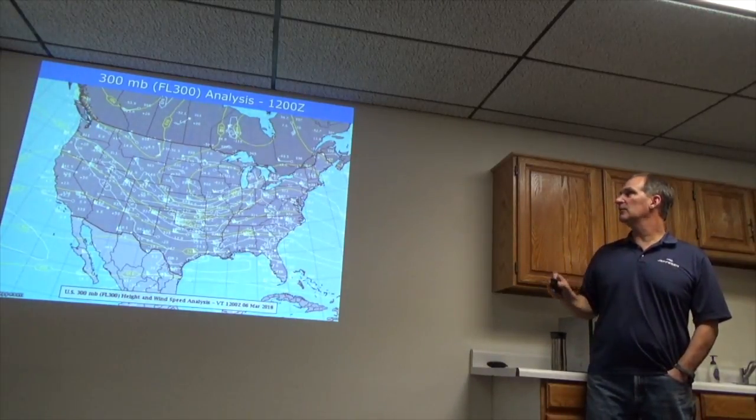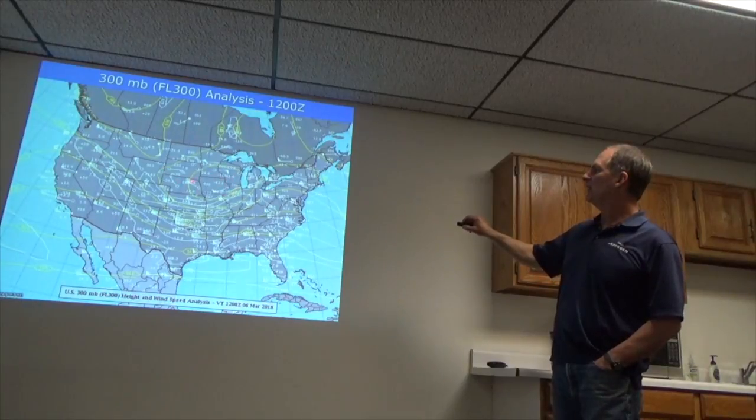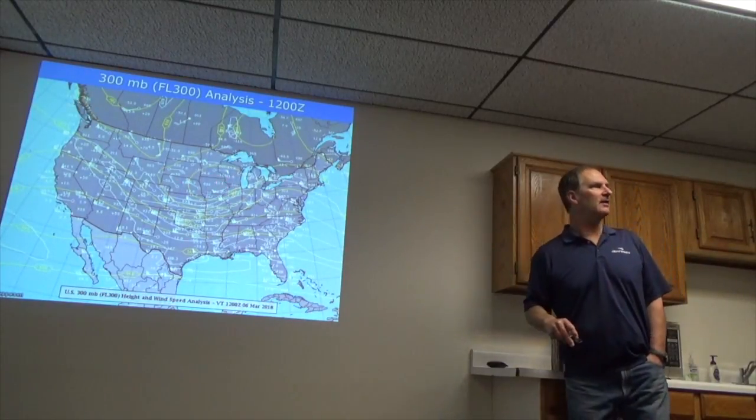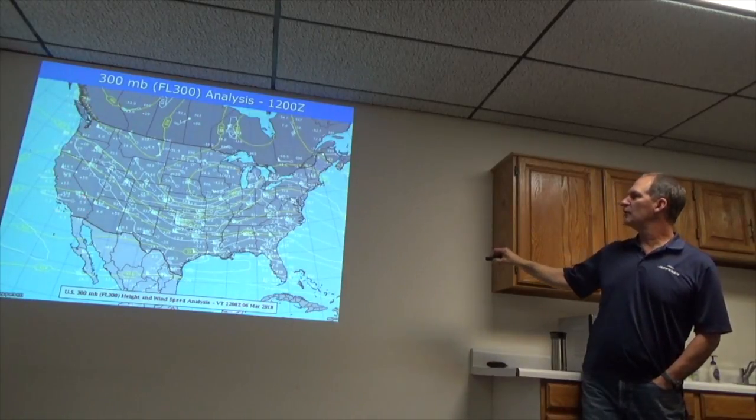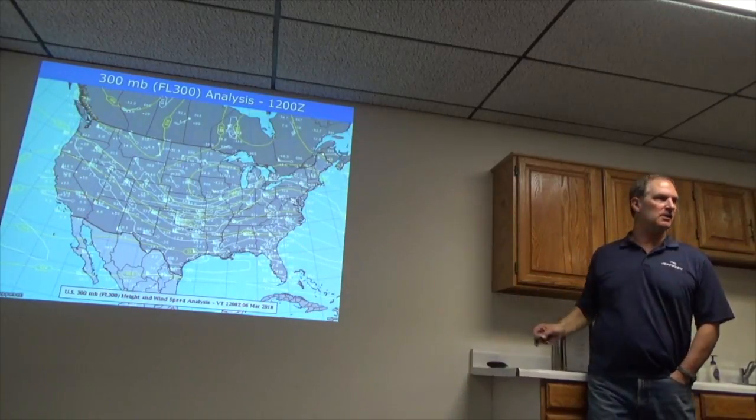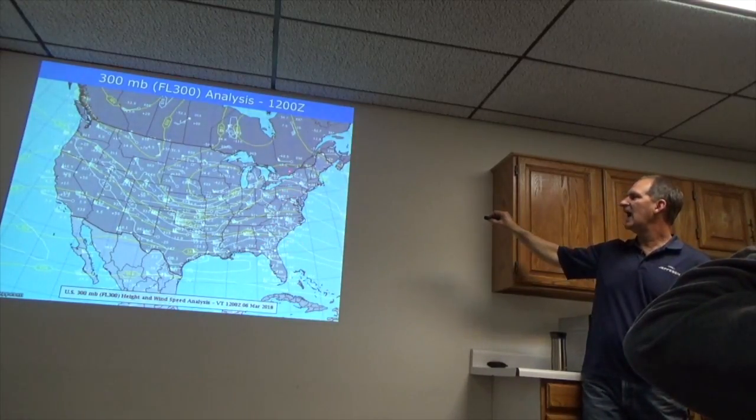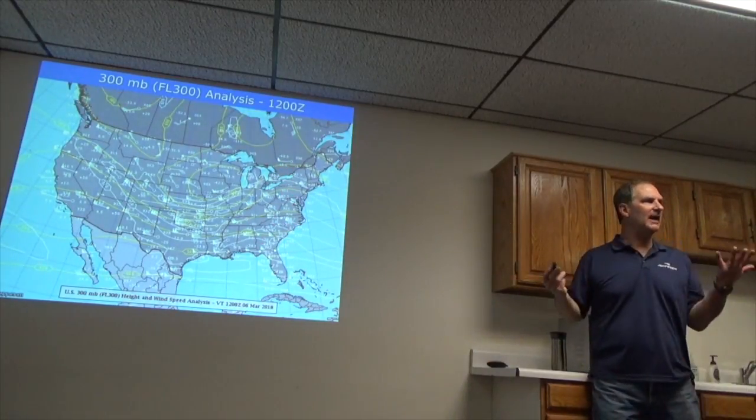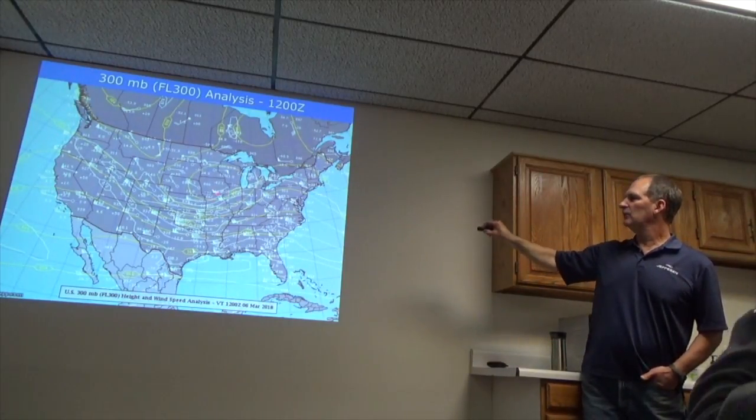So here's our 300 millibar, 30,000 feet in the atmosphere. Notice the big upper level low right here over the Midwest part of the country. Ridge along the west coast, ridge along the east coast. Okay, upper level ridge. This is how we define it, kind of that bulge of heights. Yellow lines are the height of the 300 millibar surface, and that bulge along the west coast. And in the middle, we have this trough.